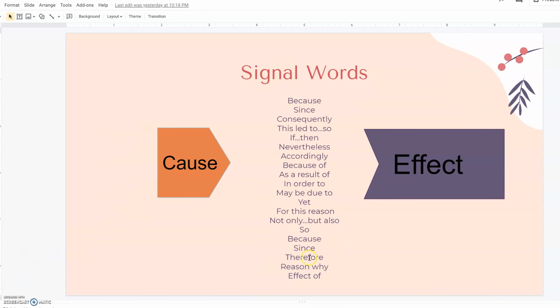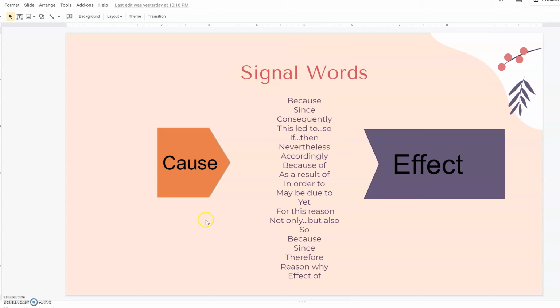So here's a list of our signal words. Remember, we got because, since, consequently, this led to, so, if, then, nevertheless, accordingly, because of, as a result of, in order to, may be due to, yet, for this reason, not only but also, so, because, since, therefore, reason, why, effect of. Whew, it's a lot of them.